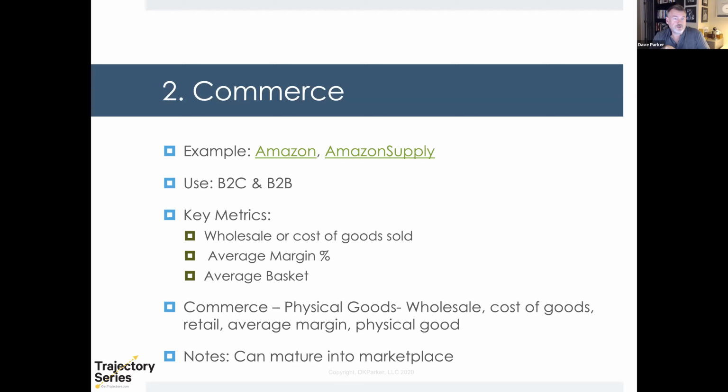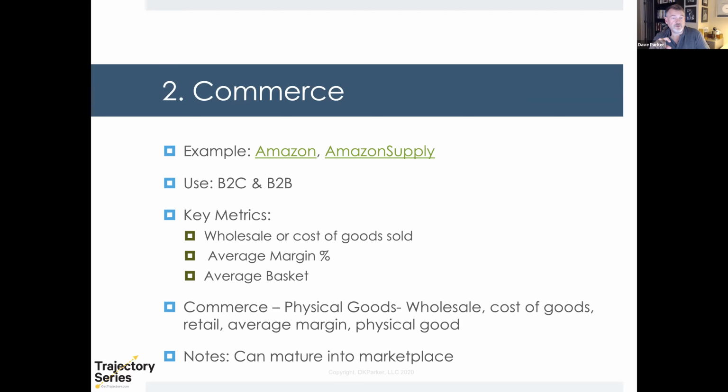So commerce is the next one, works both B2B and B2C, obviously. Your key metrics are wholesale cost of goods sold. It can be your own product, it can be your reseller product. That part doesn't matter, but it gives you your effective rates: what's my wholesale cost of goods sold, what is my own product or somebody else's, what's my average margin percentage, and what's my average basket. And how many transactions do I do a month? Those are your key metrics for commerce.